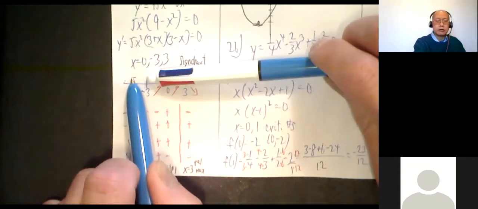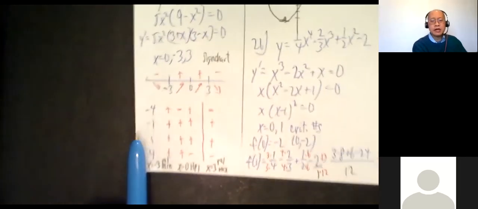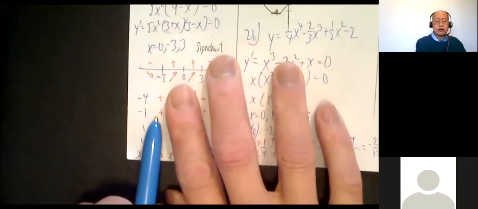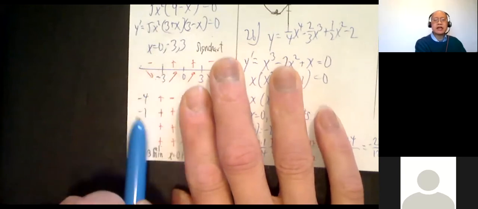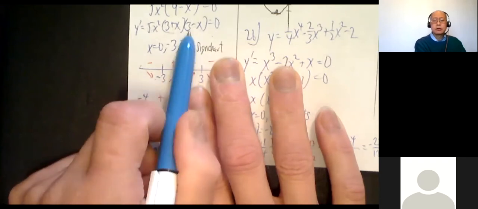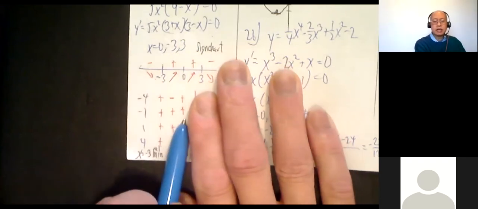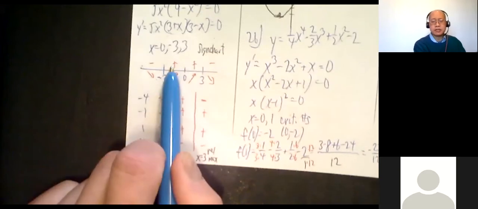Okay, temporarily pretend you don't know these here. Okay, plug in negative 1. I already know this is positive. 3 plus a negative 1, positive. 3 minus a negative 1, positive. 3 positives, multiply them together, positive. Put a plus there.